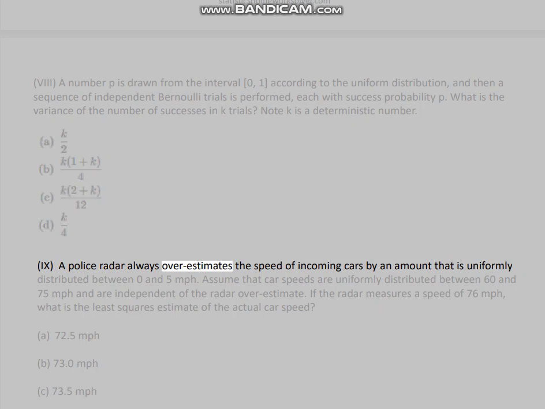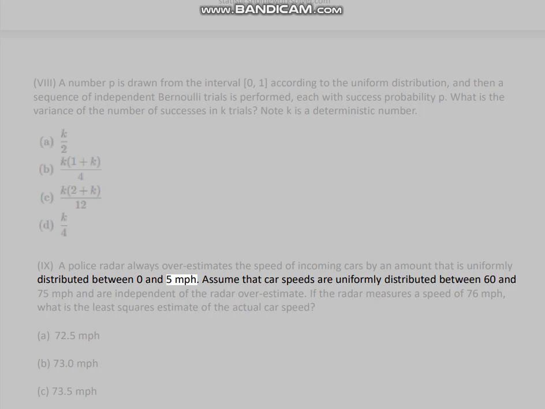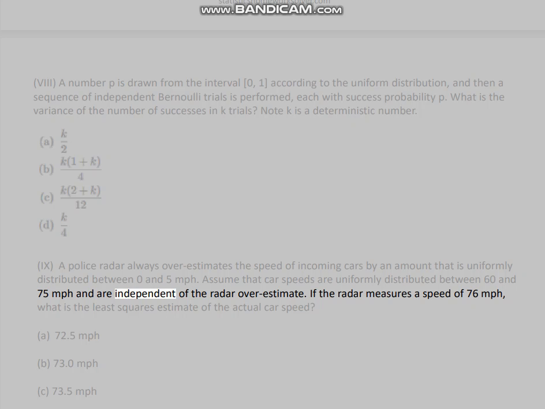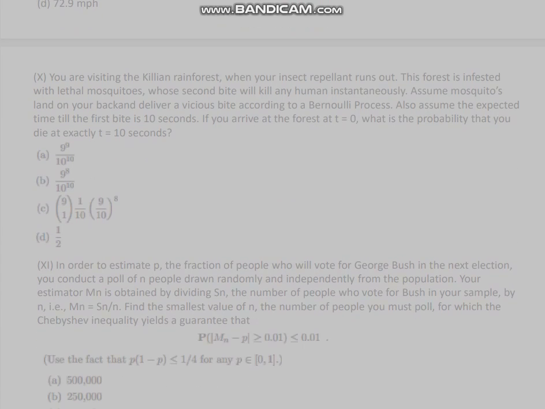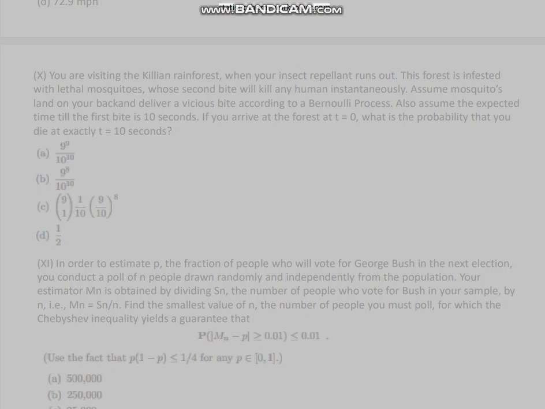9. A police radar always overestimates the speed of incoming cars by an amount that is uniformly distributed between 0 and 5 miles per hour. Assume that car speeds are uniformly distributed between 60 and 75 miles per hour and are independent of the radar overestimate. If the radar measures a speed of 76 miles per hour, what is the least squares estimate of the actual car speed? A. 72.5 miles per hour. B. 73.0 miles per hour. C. 73.5 miles per hour. D. 72.9 miles per hour.